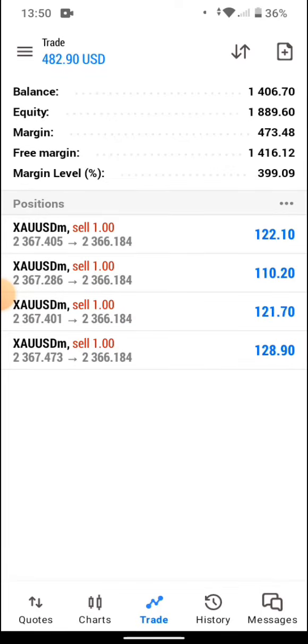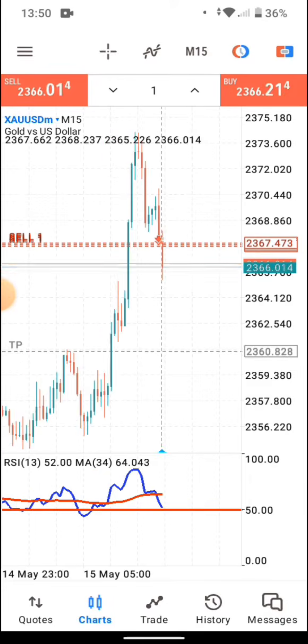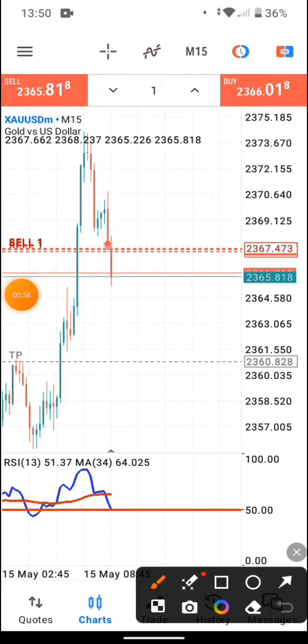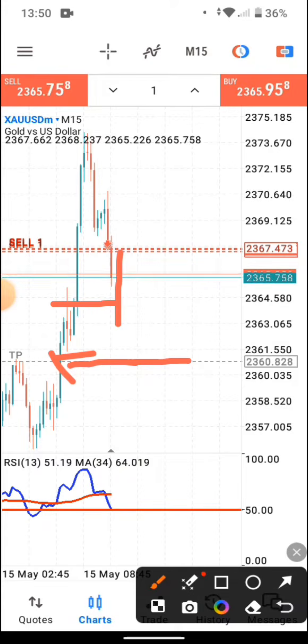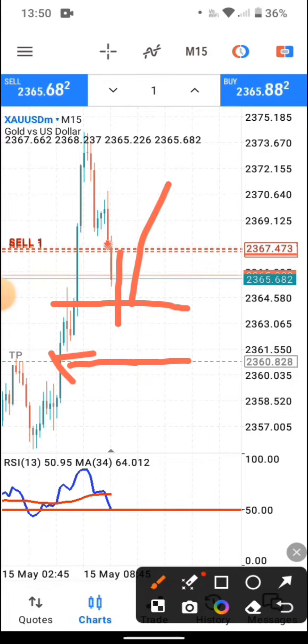Okay, so I've just set up our TP here. The TP is basically here. This line you are seeing is the TP. So this is our TP. All right, so I'm expecting the market to drop up to this level. It's either it drops to this level and bounces back to the upside.